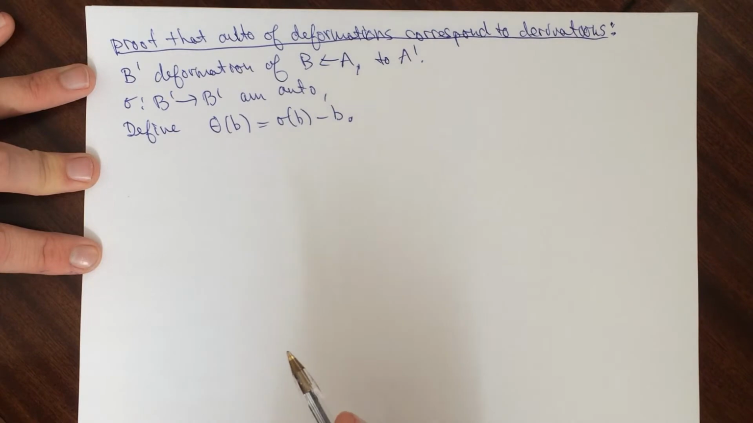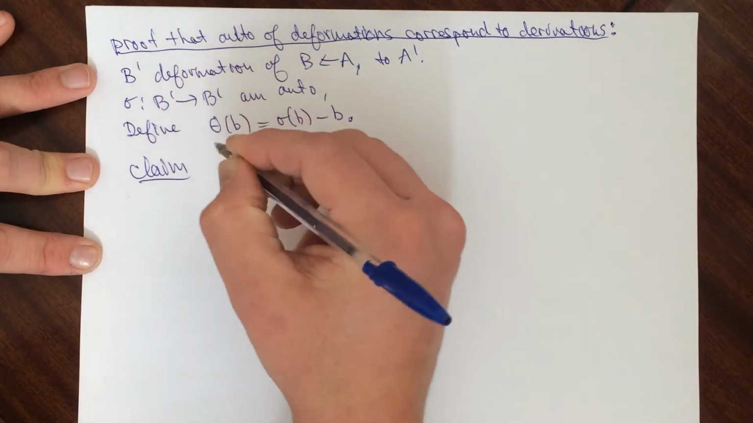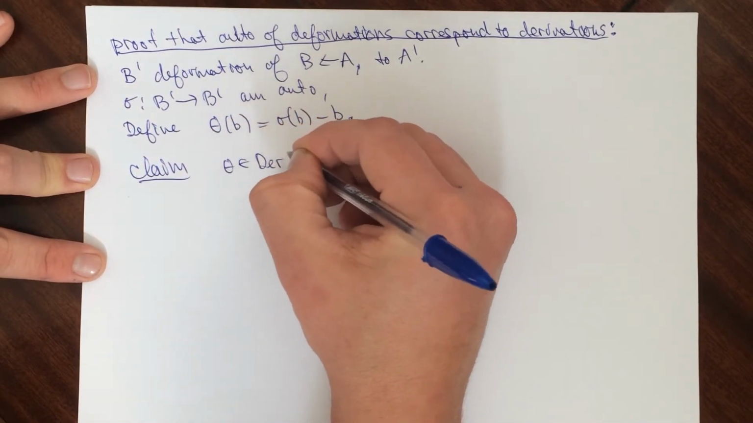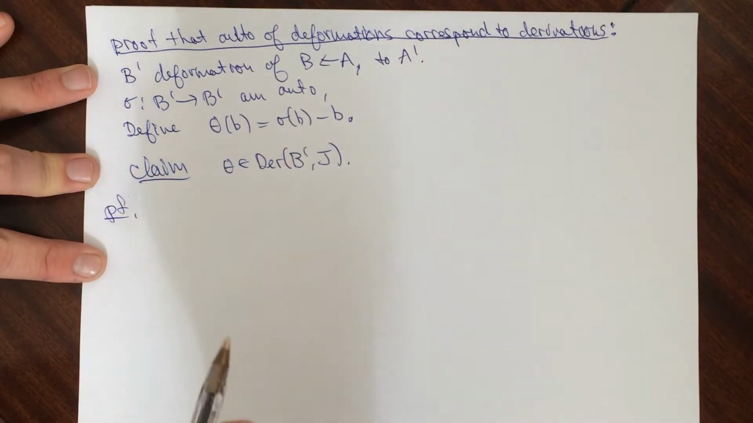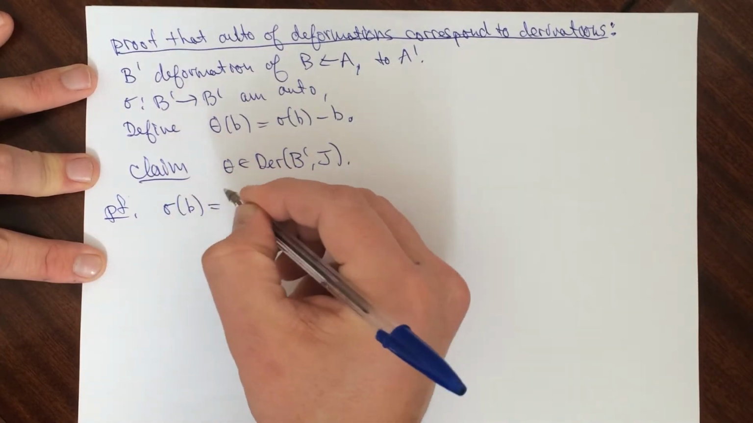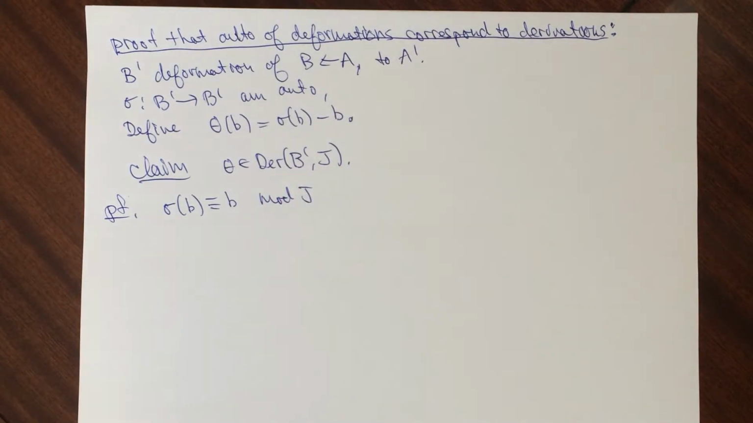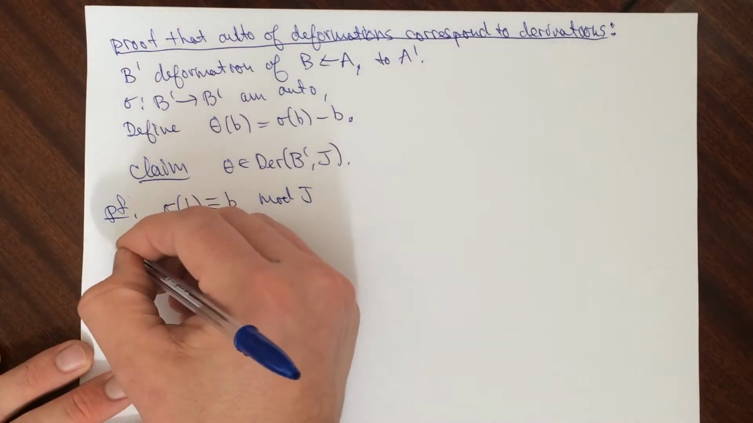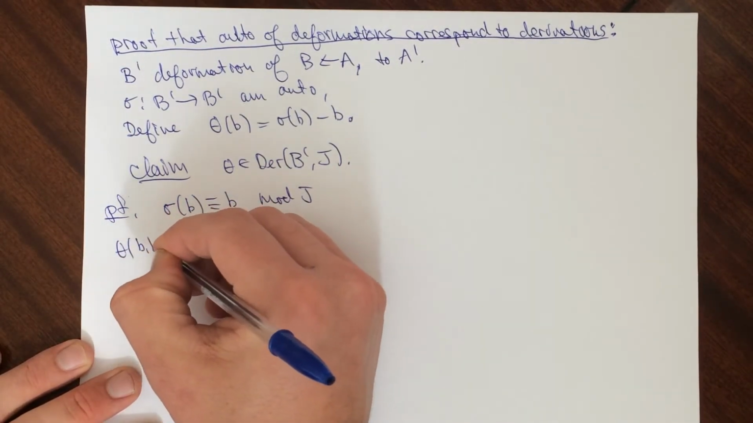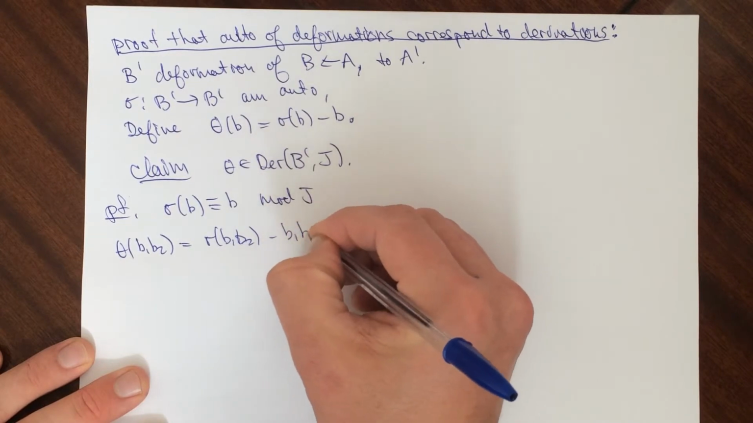Okay, so first of all, we're going to make a little claim here. The first claim is that theta is a derivation from B prime into J. Okay, so the proof of this, first we need to observe that by the definition of an automorphism of deformations, sigma b is going to be congruent to b mod J. That's just what we had, and then we're just going to write out what you do to show in calculus something's a derivative, essentially.